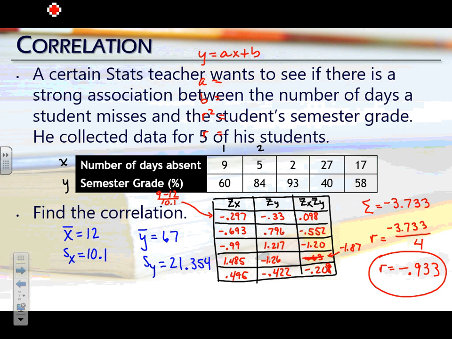Okay, so what you need to do is go to your catalog. For TI 83s and 84s, hit second 0. Now, scroll down to the D's. You can either hold the arrow down and scroll all the way, or if you hit the X inverse key, that X to the negative 1, that'll take you straight to the D's. You're looking for diagnostics on.